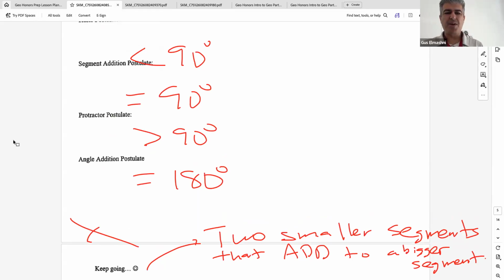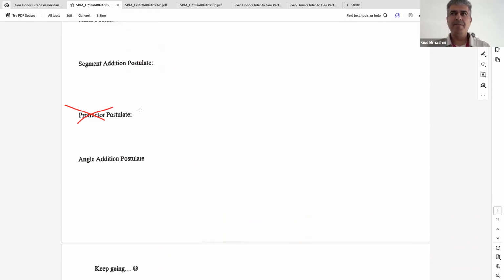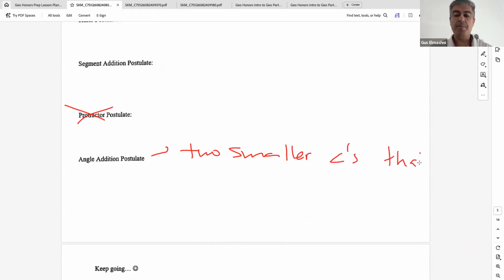Protractor postulate, again, just cross it off. I don't care about it. All right. Angle addition postulate: two smaller angles that add to a bigger angle.